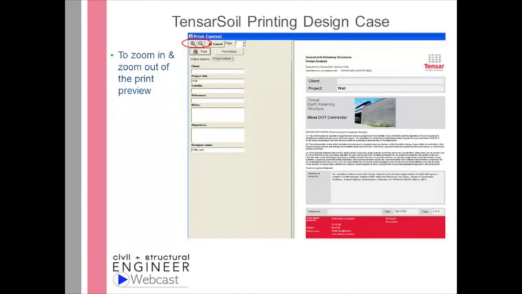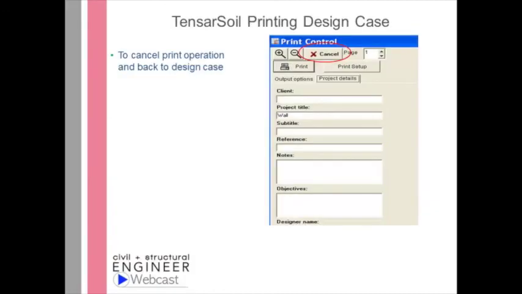To zoom in and out, you can click on the two icons circled in red here, which will take you closer and further away from the print preview image. And clicking cancel will bring you back to the design case. Any information already entered will be saved, so it is okay to click cancel at any time to go back to the design case.